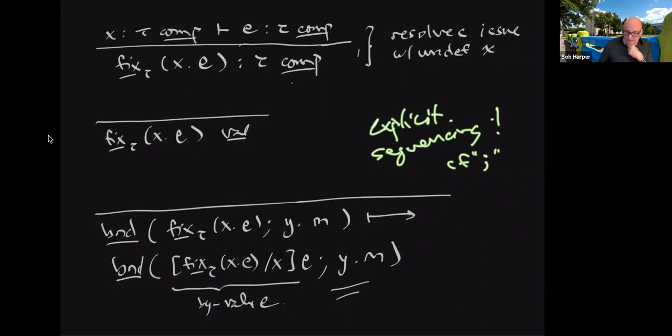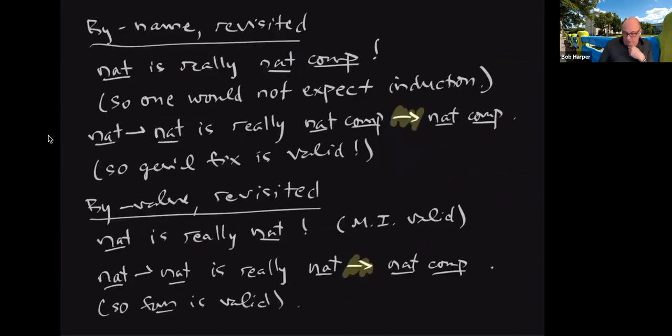So this is what I'm doing here. This is how you make that all work. Now, to go back to what I said before, if we revisit these issues of by name and by value, what's happening is that if I took nat, it's really nat comp. It's a computation. And because it's a different type, or if bool is bool comp, I wouldn't expect mathematical induction to apply to something of type blah, blah, blah comp, whatever that is, because mathematical induction applies to a variable of type nat, but in a by name language, all variables have type nat comp. In other words, the natural numbers are inaccessible to you because everything is made into a computation.